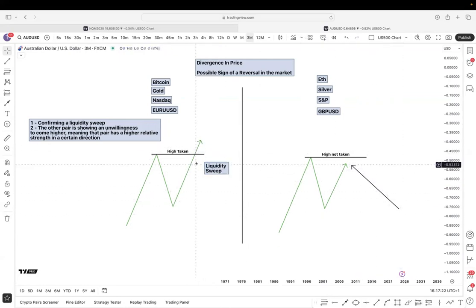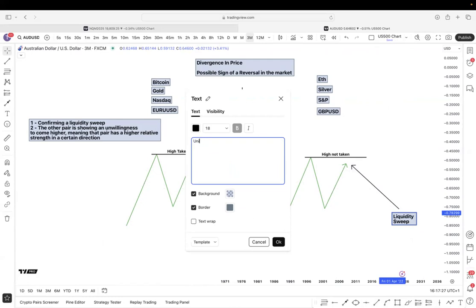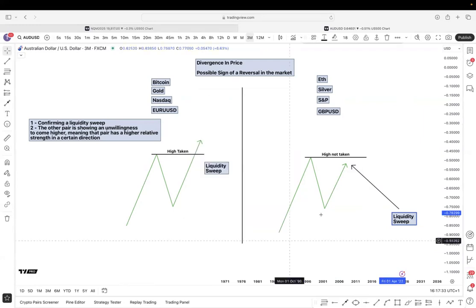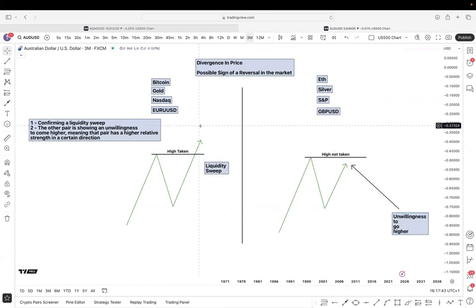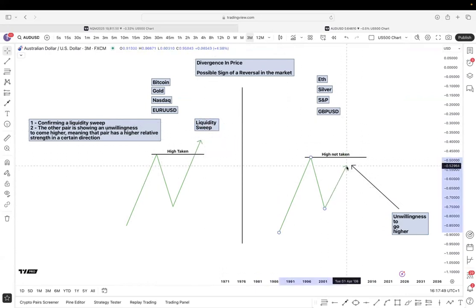And over here, what this is showing is an unwillingness to go higher. So therefore, we have got potential divergence in place. Now, the reason I say potential is because it is vital that the candles actually close in price. If they don't close, this could basically just carry on moving higher. This could be a delay in price action.